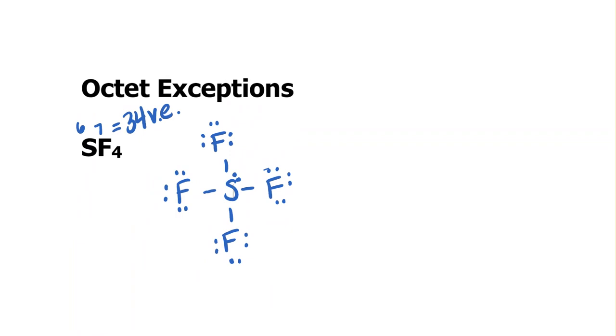And what I mean by breaking the octet is, if you look, how many valence electrons does sulfur have now? It has all of those. So that's 10. That sulfur has 10. Of course, just reviewing, this fluorine has 1, 2, 3, 4, 5, 6, 7, 8. So it has 8.